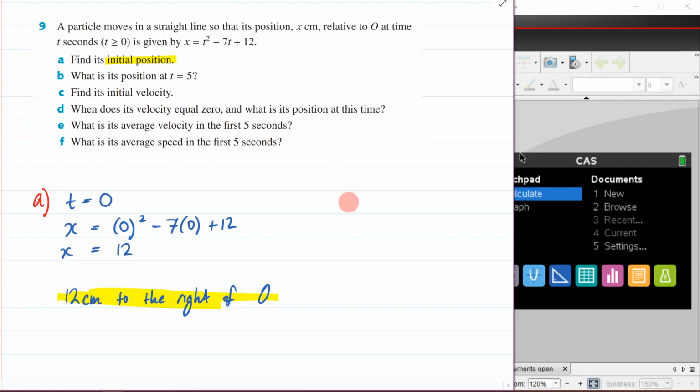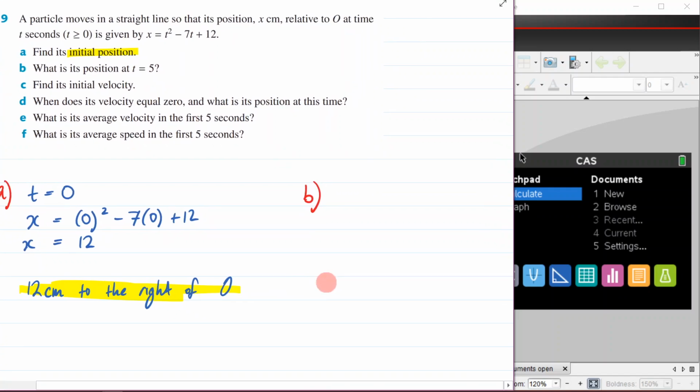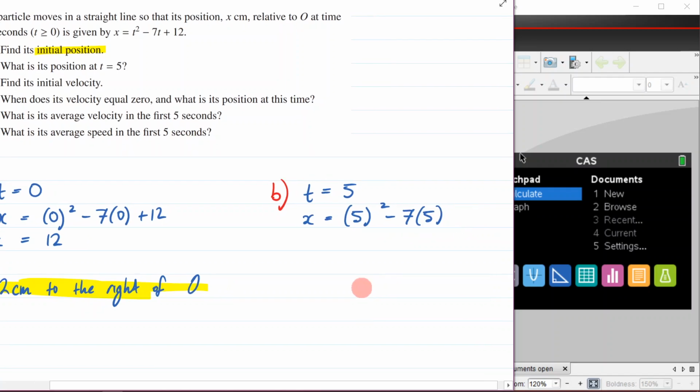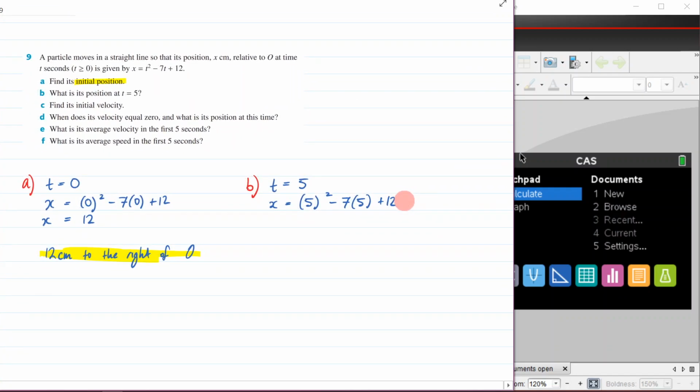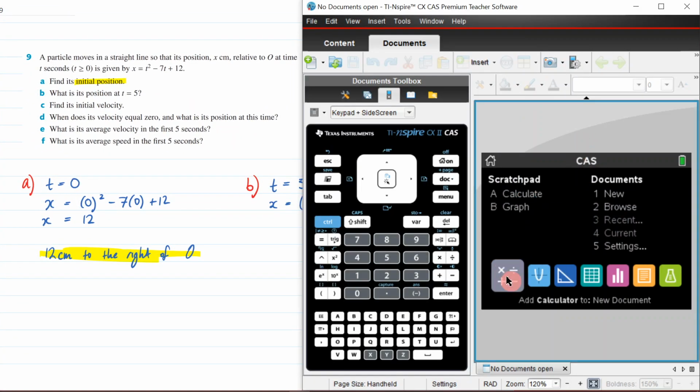Let's now go on to B. What is its position at t equals 5? This is easy. We can do this. All we have to do here is go t equals 5. Well, x is going to be equal to 5 squared minus 7 times 5 plus 12. Now, I did say I was going to use my CAS, so I might as well start using it now.